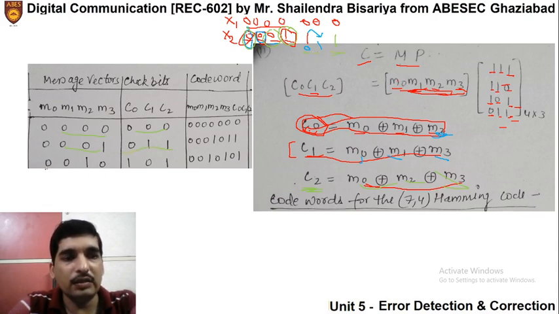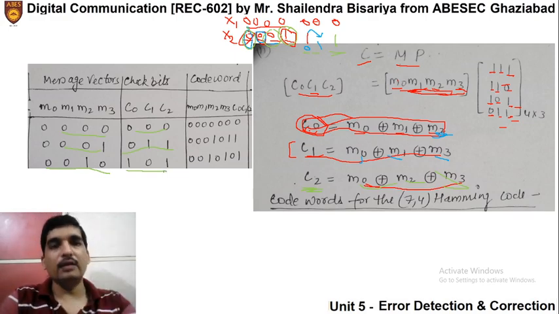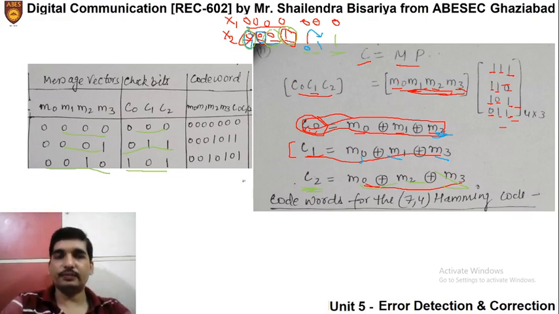Similarly, let us check this. Just check by yourself when it is 0 0 1 0 whether you are able to get it or not. Whether you are getting it, you can check it, then we can continue further.